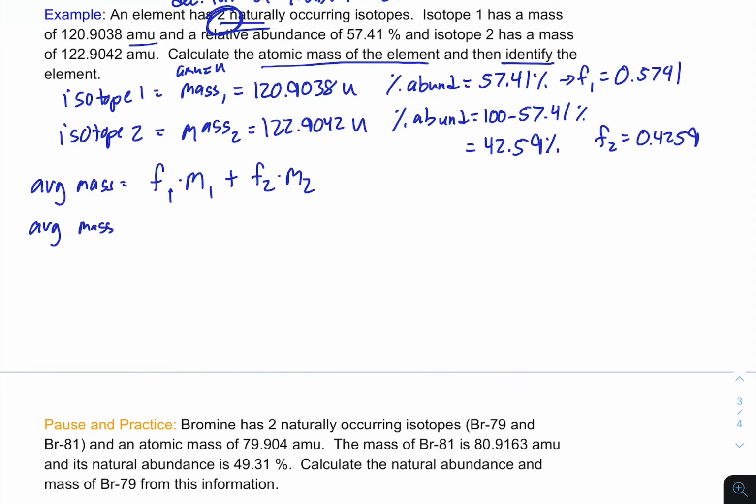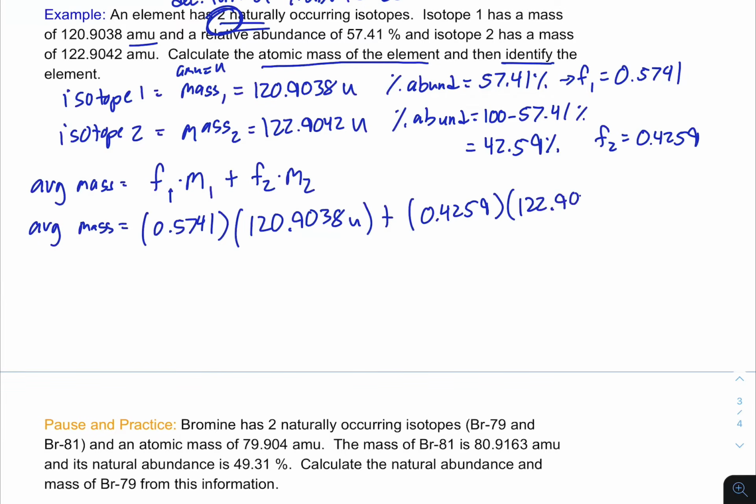So our average atomic mass is going to be equal to our fraction here, which is 0.5741, times our mass, 120.9038 atomic mass units, plus our isotope 2, 0.4259 times its mass, 122.9042 AMU. So now what we normally do is just take that, throw it in a calculator, and go from there. But what we want to do is pay attention to our significant digits and how we do this calculation. This is a good way for us to process through how we track the precision of a measurement, which is signified in our significant digits.